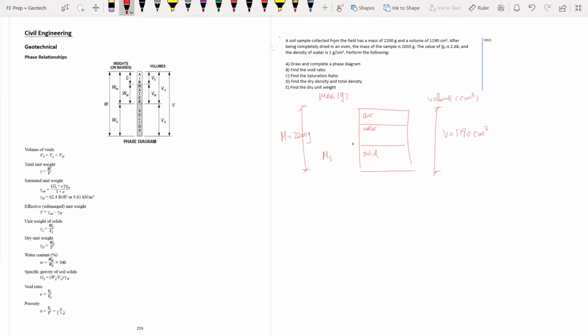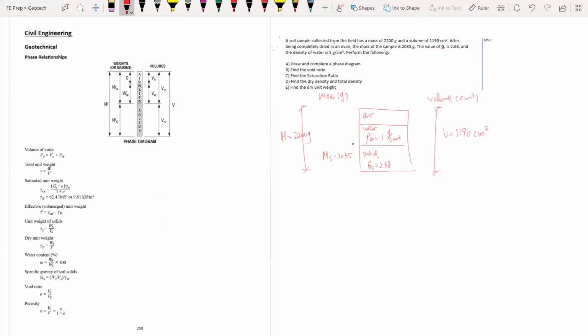And after being completely dried in an oven, it gives you the mass of solid, which was 2,035 grams, and the value of G sub S is 2.68, and the density of the water, very typical, is also given. So the density of water equals 1 gram per centimeter cubed. So those are the given information. The questions: first, complete the phase diagram, find the void ratio, saturation ratio, dry density, total density, and part E, find the dry unit weight.